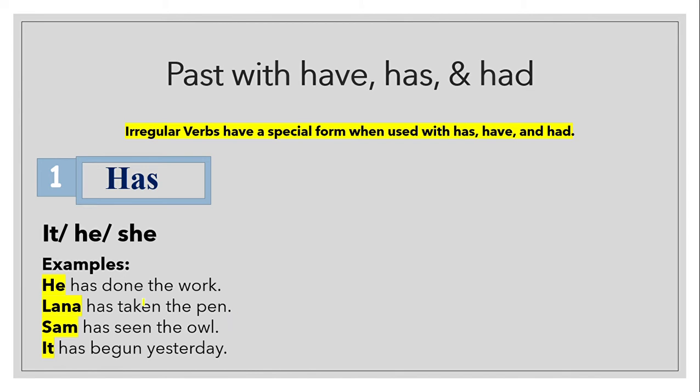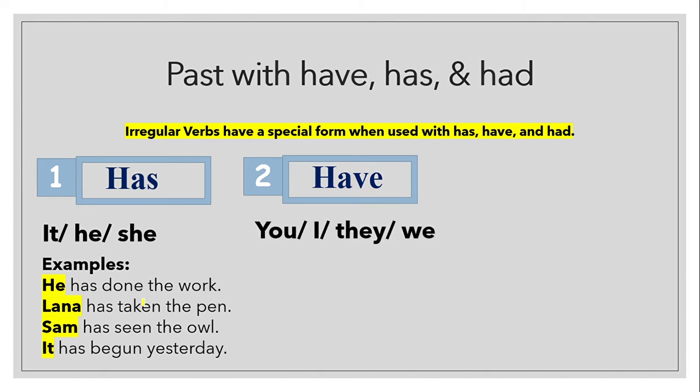I cannot say we has taken the pen, they has taken the pen. No, they have. This takes us to the next one, which is have. When is have used? When there is plural. Pronouns that show the plural: you, they, and we, and for the pronouns you and I. They, we, plural. You, I, we use have, not has. You have, I have.